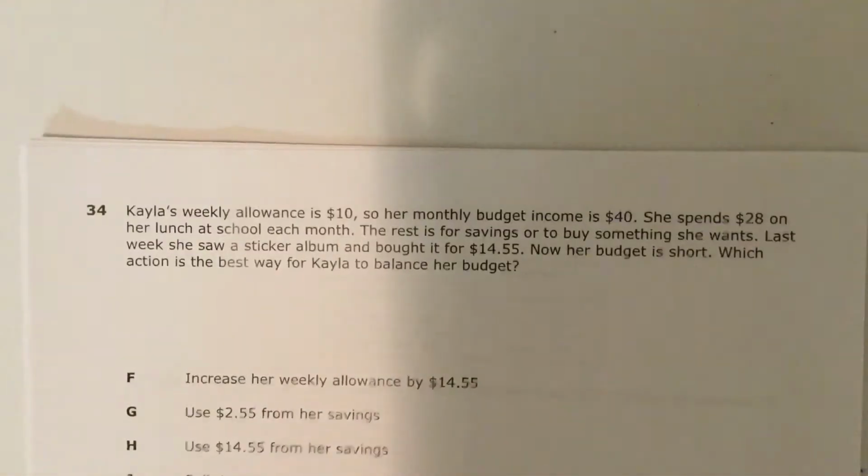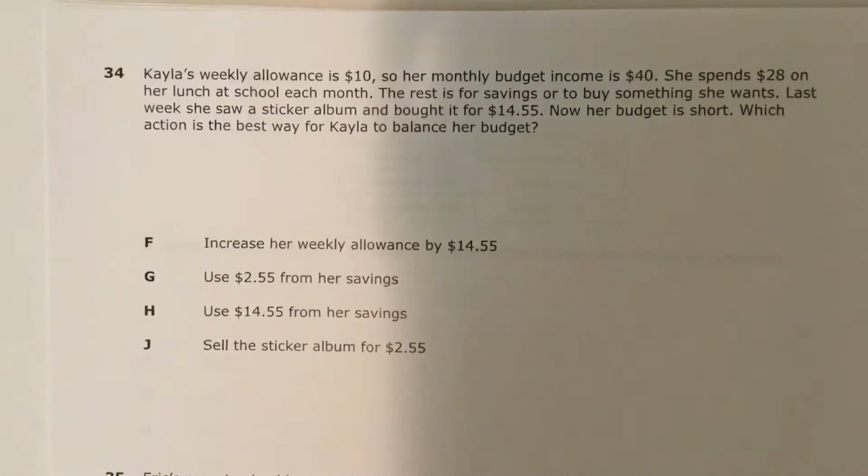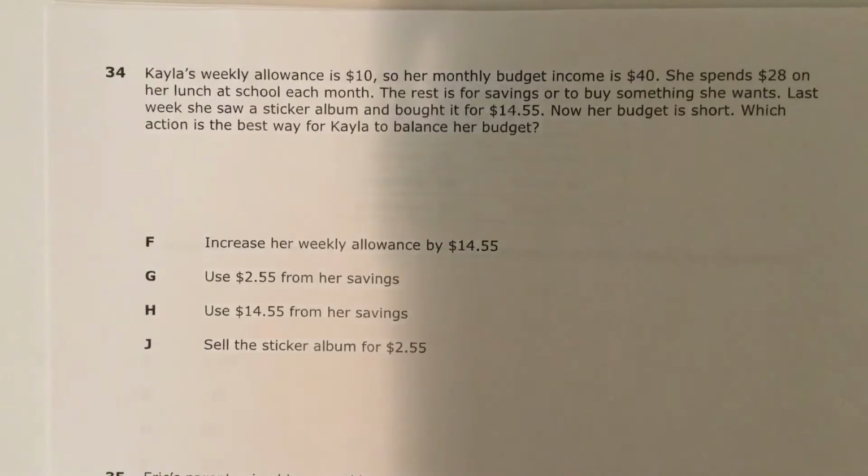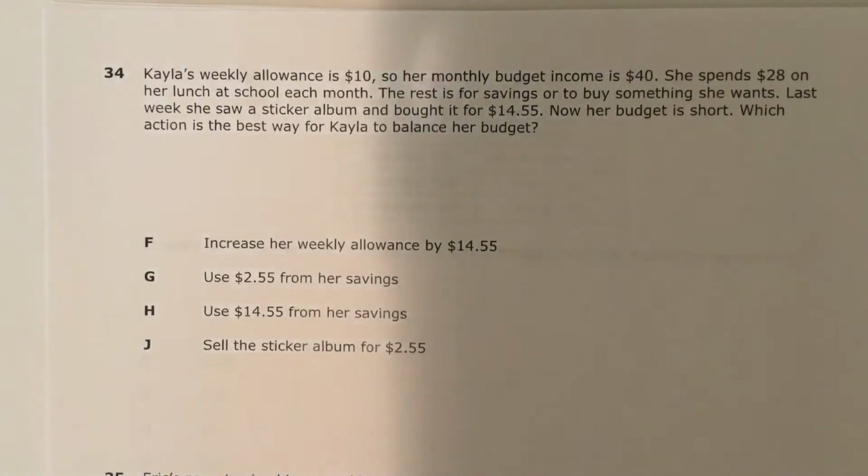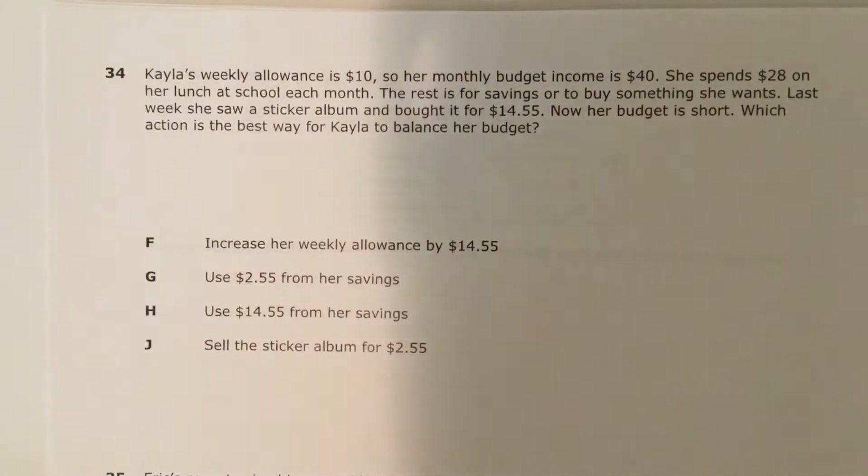All right, 34. It says Kayla's weekly allowance is $10. So her monthly budget income is $40. She spends $28 on her lunch at school each month. The rest is for savings or to buy something she wants. Last week, she saw a sticker album and bought it for $14.55. Now her budget is short. Which action is the best way for Kayla to balance her budget?